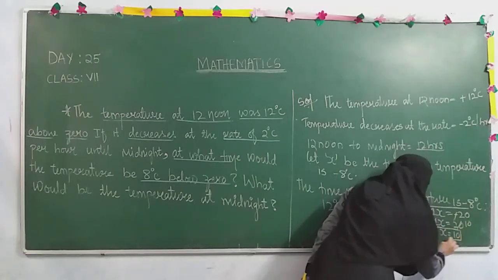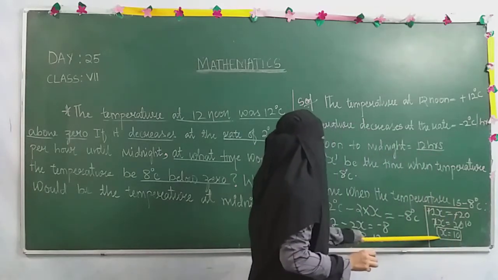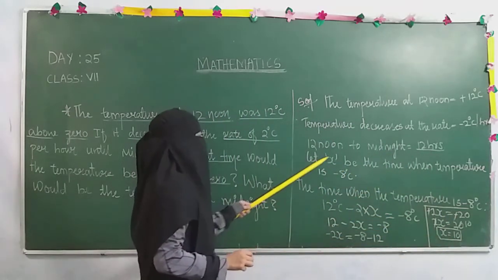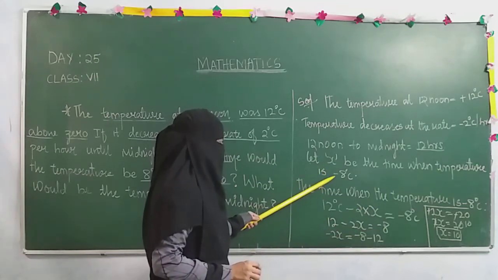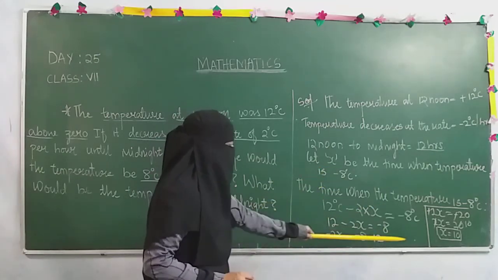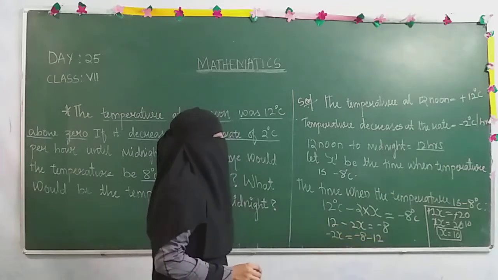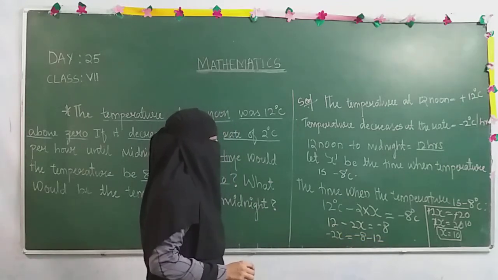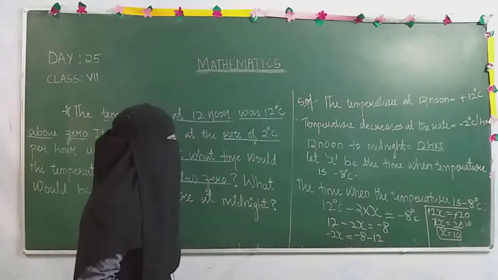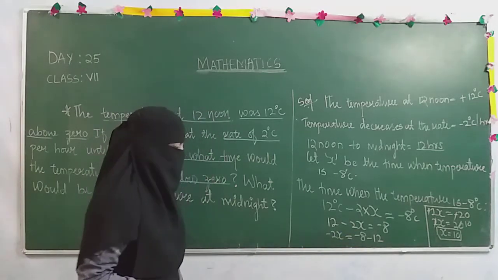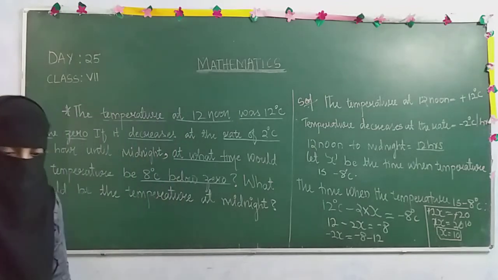What is this x equals to 10? Actually, what is this x? Yes, exactly. We have taken, let x be the time when the temperature is minus 8 degrees centigrade. So what is the time we have calculated? The time is 10 hours. After 10 hours the temperature will be minus 8 degrees centigrade. Is that clear? Hopefully you have understood.